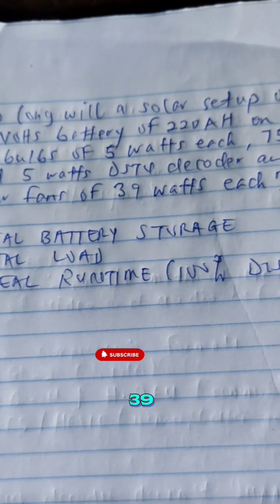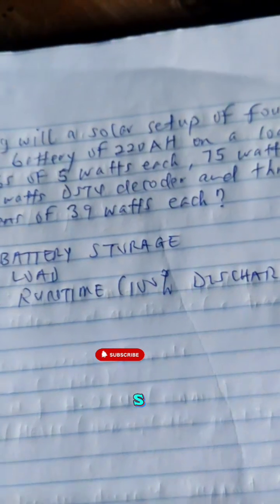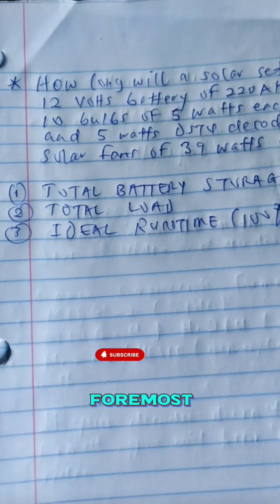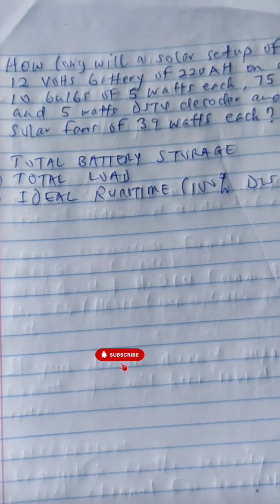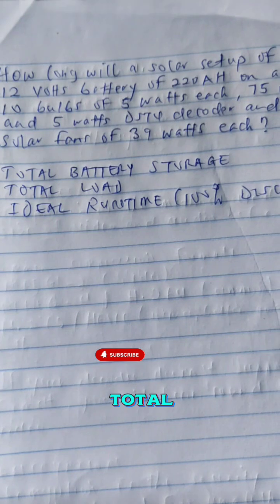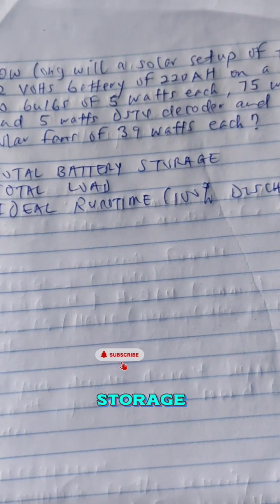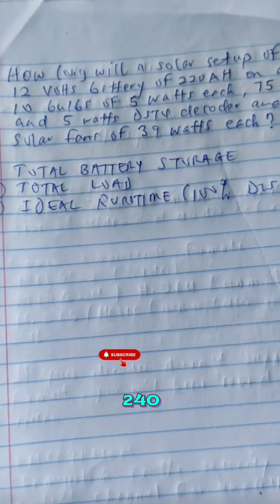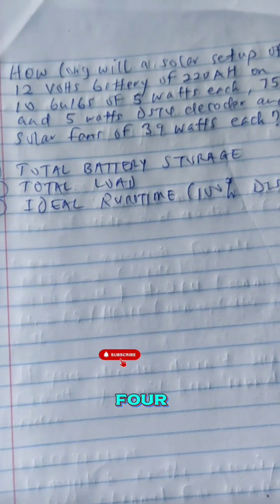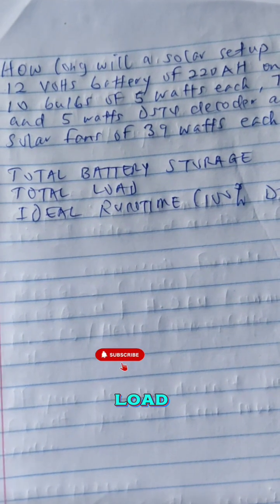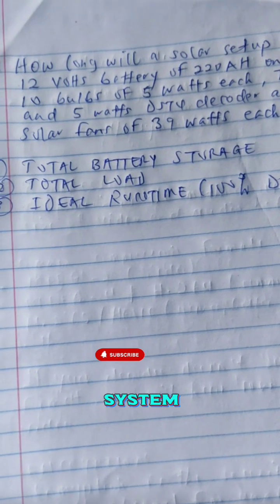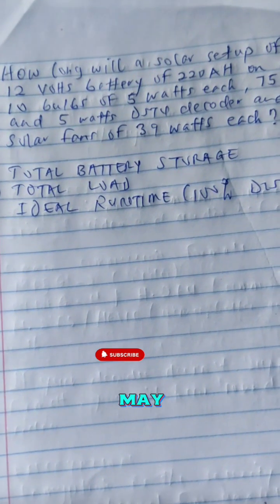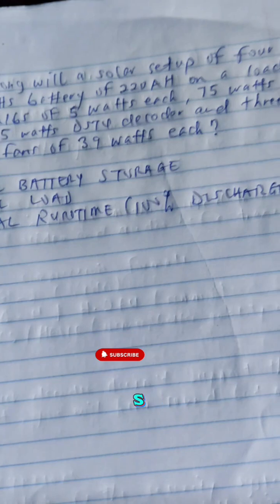So now let's look at the calculation. First and foremost, we're going to look at 3 parameters. We are going to calculate the total battery storage. Each of the batteries I have, for instance, is 240 ampere each, and there are 4. The second is the total load in your system, in your house. Your TV may have smaller load consumption than mine, it may be higher. Then the ideal run time. So you are going to put yours into consideration. For my calculation here, you can also do your adjustment and know how far it will go. So let's do the calculation together.